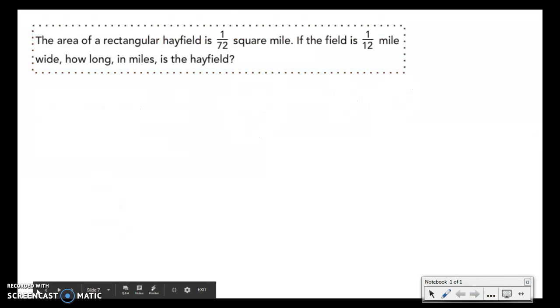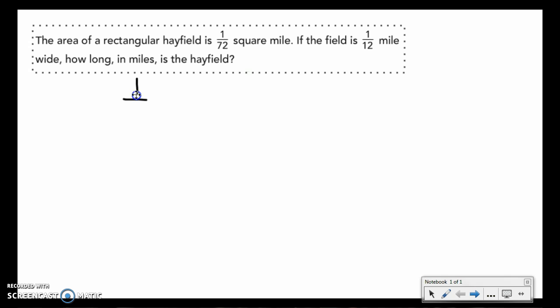Alright, the area of a rectangular hayfield is 1/72 square miles. If the field is 1/12 miles wide, how long in miles is the hayfield? So we know that the area of the hayfield is going to be 1/72 of a square mile. Okay? And we are trying to figure out, if the field is 1/12 miles wide, how long the field is going to be.